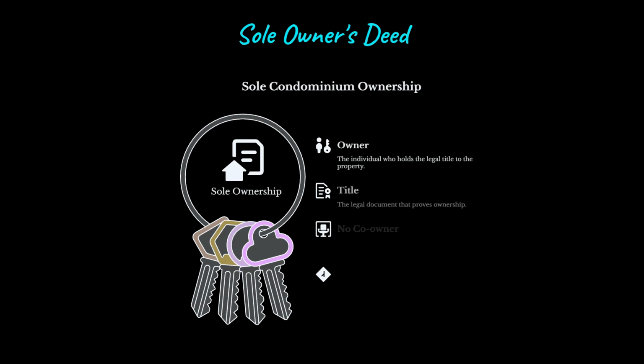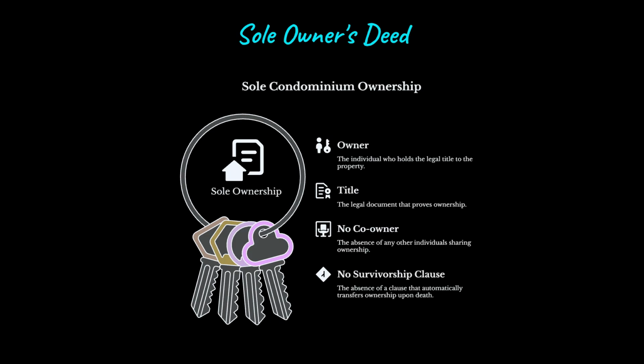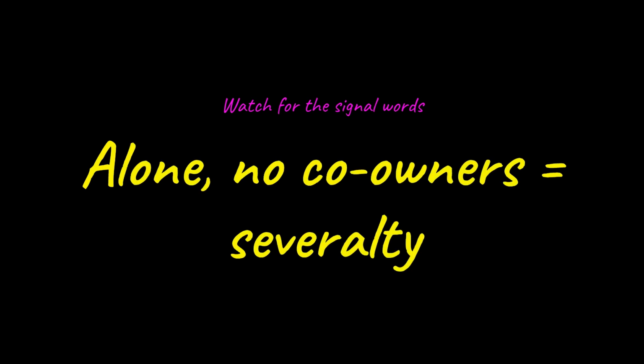Picture a deed naming a single individual with no co-owners listed and no survivorship language at all. That single owner holds full title, free to sell or mortgage alone. The signal words are alone, in her name alone, and no co-owners. They rule out every shared form and point straight to severalty.